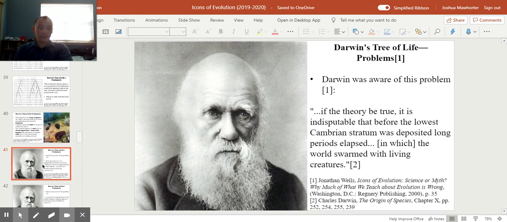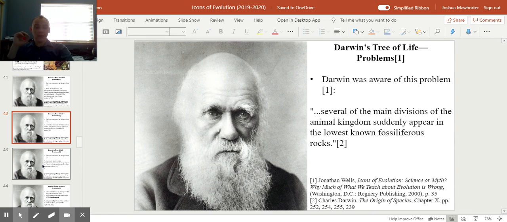Darwin was even aware of this problem in his lifetime. He says, if the theory be true, it is indisputable that before the lowest Cambrian stratum was deposited, long periods elapsed in which the world swarmed with living creatures. Meaning the idea is that down here, the world swarmed with living creatures, and then came the Cambrian period. So there's tons of time to diverge and to get to this point of the Cambrian.